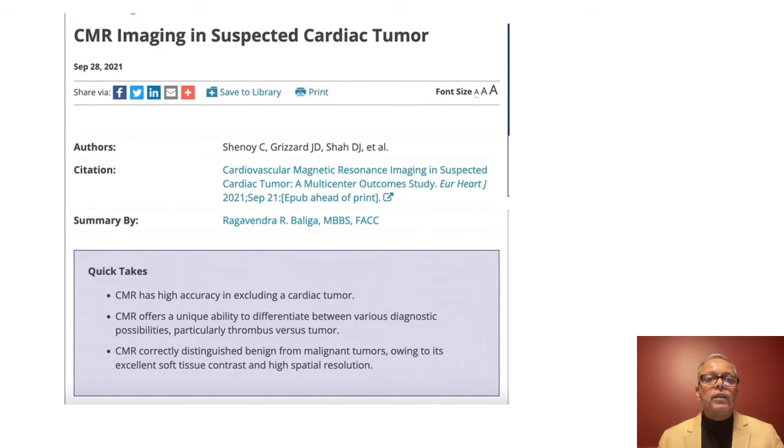Very recently, just last month, Chetan Shenoy from Mayo Clinic and colleagues showed that MRI is terrific in suspected cardiac tumor. It has a high accuracy in excluding a cardiac tumor. It offers a unique ability to differentiate between various diagnostic possibilities, particularly when differentiating thrombus versus tumor, and I have done that for many of our patients. And it correctly distinguishes benign from malignant tumors owing to its excellent soft tissue contrast and high spatial resolution.